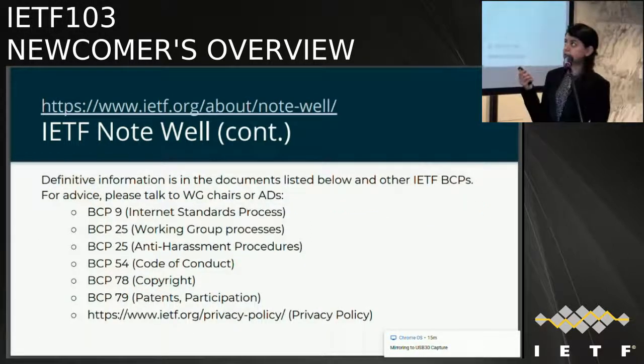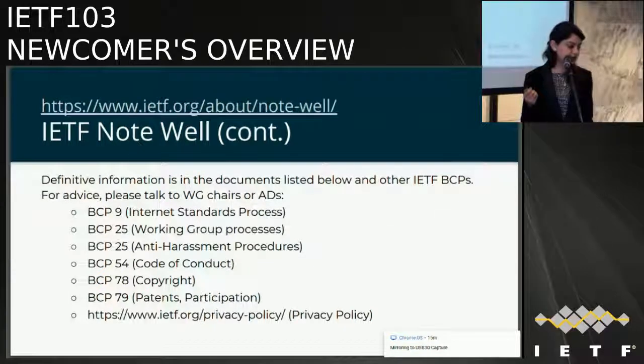And the next slide is a list of all the documents that tells you all the policies that you abide by when you're participating in IETF. BCP stands for Best Current Practices. These are all the BCP documents. It's about internet standards processes, working group processes, all the working groups that are happening here. Then there are policies on anti-harassment procedures, code of conduct, copyright, patents and participation, and then there is this last one on privacy policy. It's the latest one, I think, that tells you about how IETF handles all the information that you provide to them, if that matters to you. So you can read through all these documents. There's a link on the top of the slide that you can go to and read these documents.